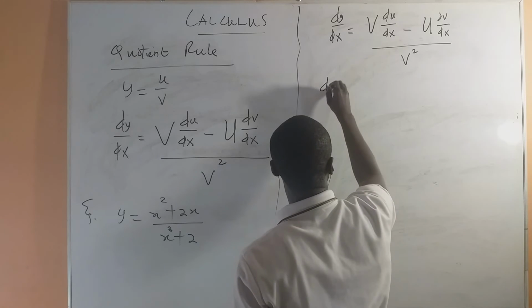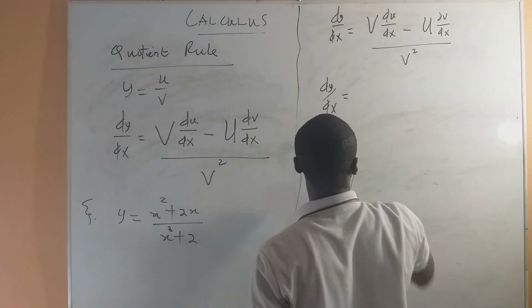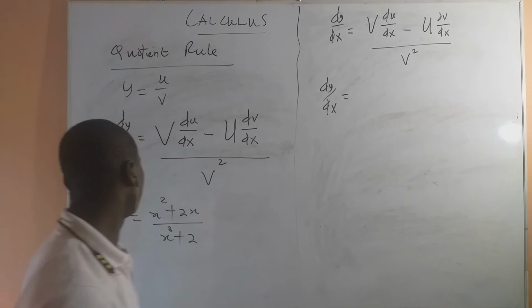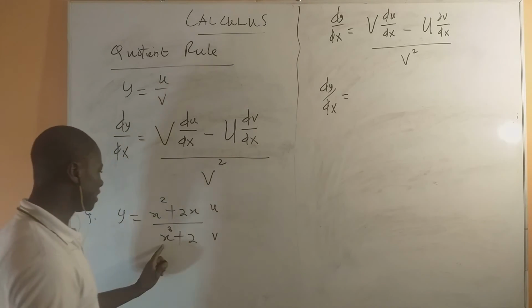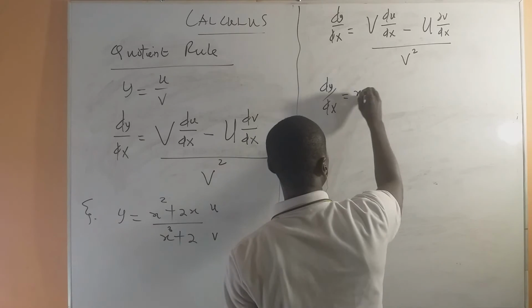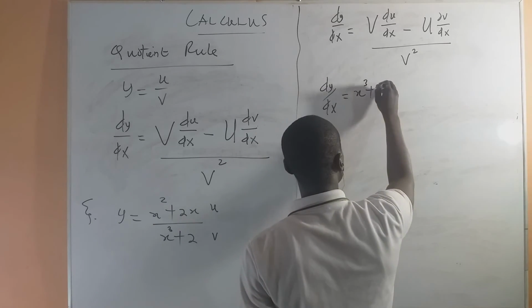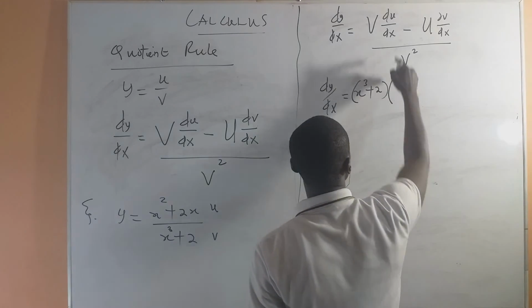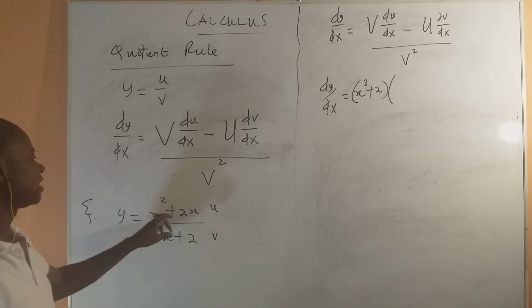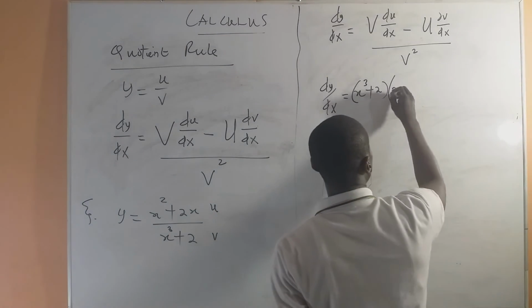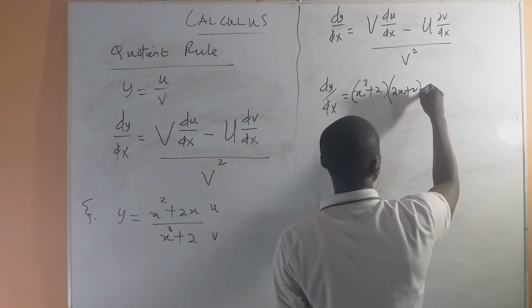So we have dy dx is equal to hold v constant. And this is your u and this is your v. So hold v constant. So we hold x cubed plus 2 constant. Then we differentiate u with respect to x. When you differentiate u, we have 2x plus 2. So we have 2x plus 2. You take your time to do it.